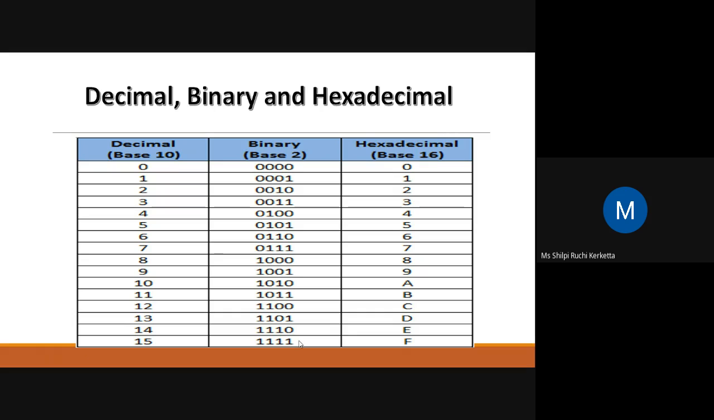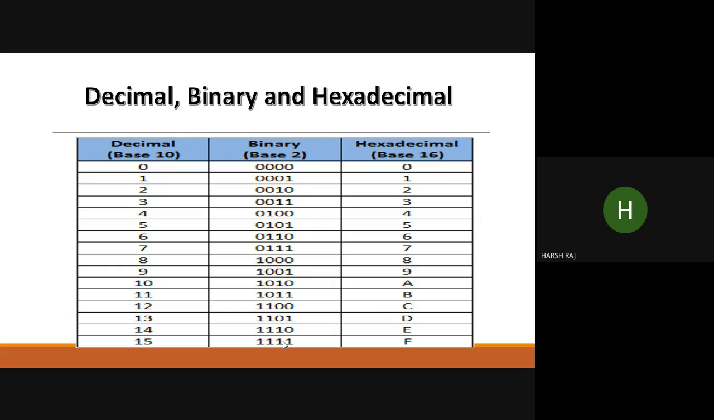For hexadecimal, we will avoid all the other numbers, like 2 to the power 0, 2 to the power 1, 2, 3. So after 2 to the power 4, we will avoid it. We will only take from 0 to 15. This is what we will use to convert from binary to hexadecimal number.